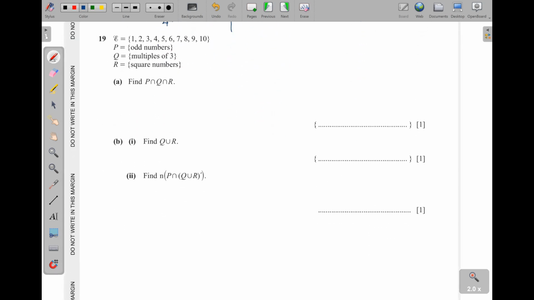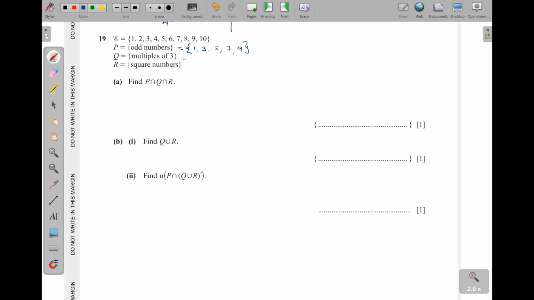Question 19. The universal set is equal to 1, 2, 3, 4, 5, 6, 7, 8, 9, 10. P is odd numbers. So right from there, which odd numbers are we seeing? Those are numbers that, when divided by 2, leave a remainder of 1. So we have 1, 3, 5, 7, and 9.